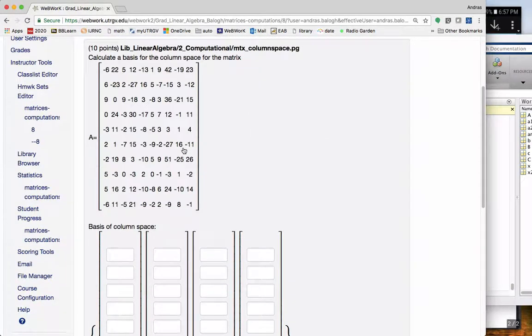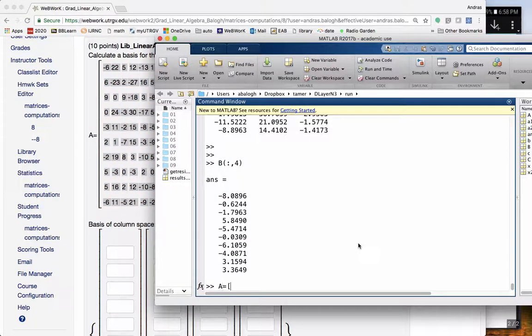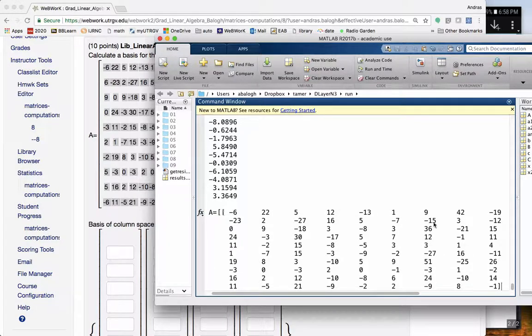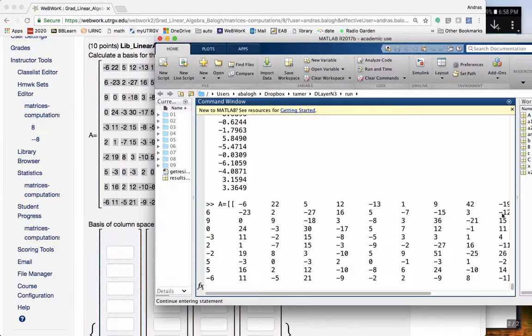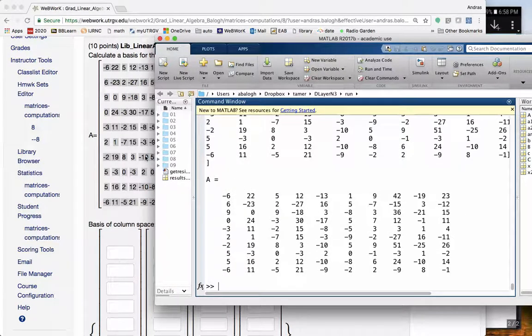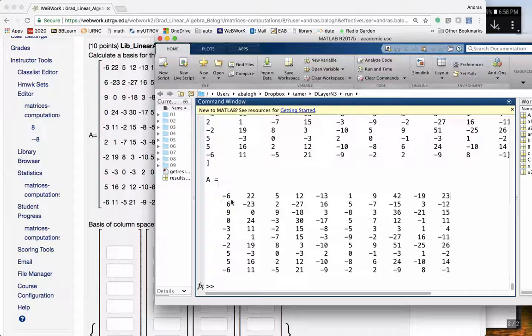All right, so here's the second to last question: column space for a matrix. You can do that in MATLAB in several ways. One is, let's copy and paste the matrix into MATLAB. Even Control X works. If you make a mistake, you can undo some of the changes. So here is the A matrix. 23 is the last one. This is correct. -6, first entry correct.